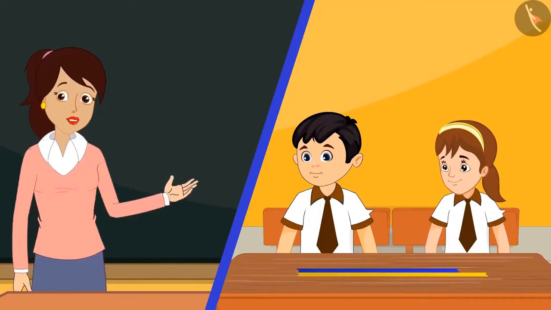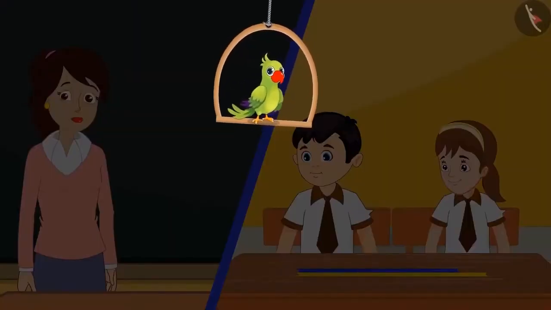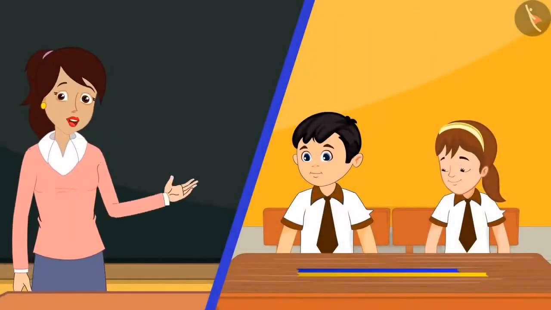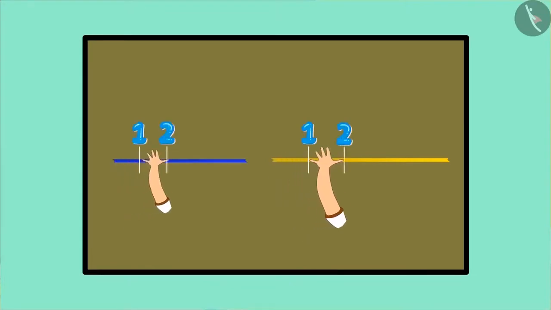Chotu, do you know why this happened? Children, do you know why this happened? Come on, let us see. This happened because the size of each hand is different.